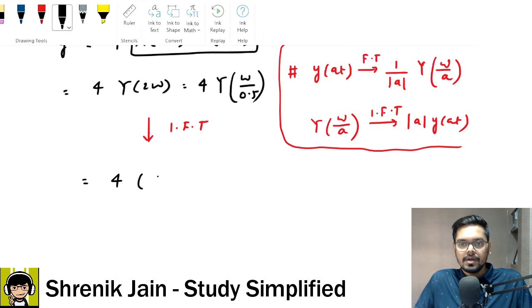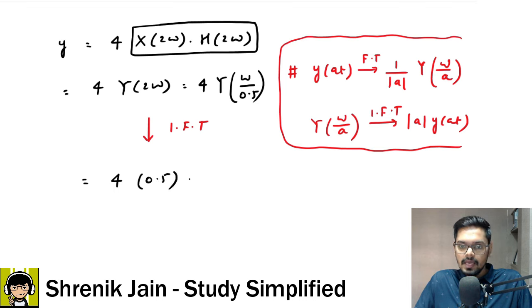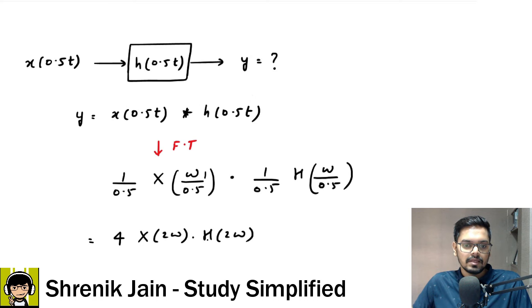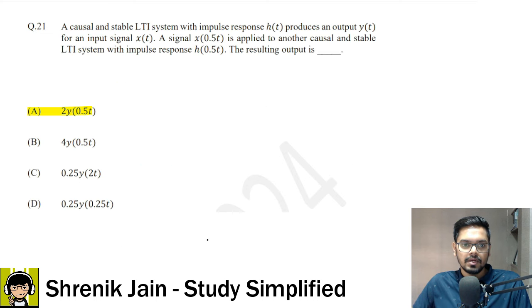A is 0.5, so mod A into small y of at, so 0.5t. 4 into 0.5 is 4 into half, which is equal to 2, and then we have y of 0.5t. This is my final answer. They were asking this thing, so it is present in what? Option A. So option A is correct.